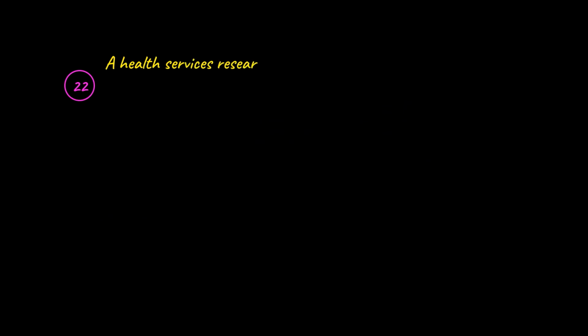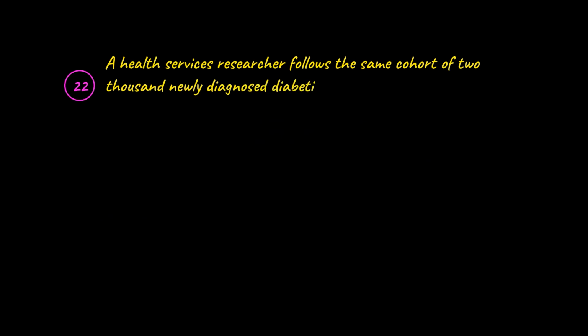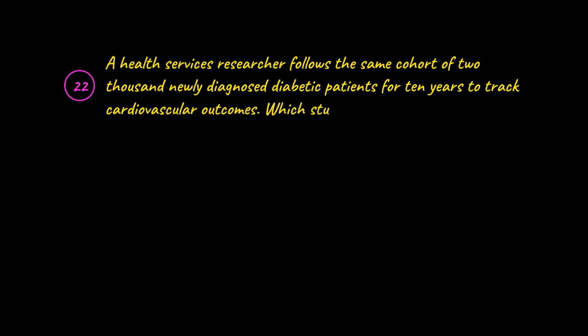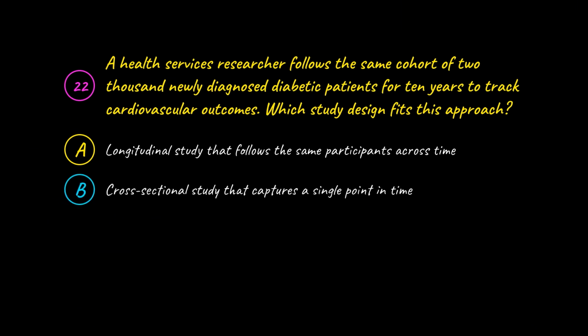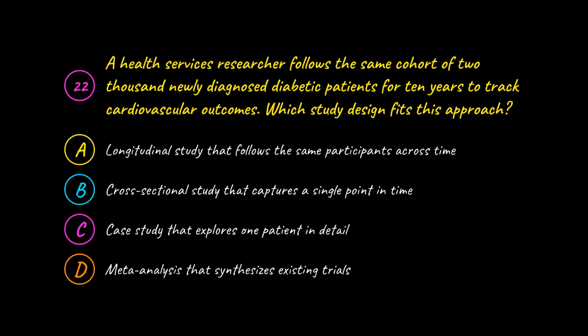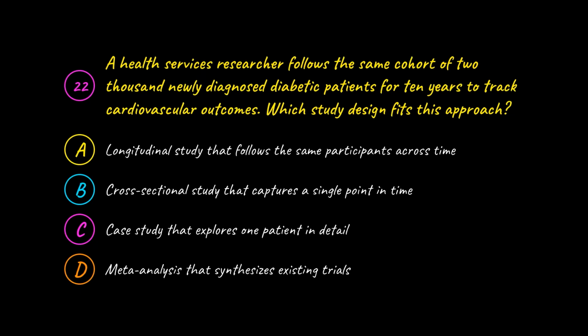Question 20. A health services researcher follows the same cohort of 2,000 newly diagnosed diabetic patients for 10 years to track cardiovascular outcomes. Which study design fits this approach? Your options are: A. Longitudinal study that follows the same participants across time. B. Cross-sectional study that captures a single point in time. C. Case study that explores one patient in detail. D. Meta-analysis that synthesizes existing trials. Which would you go with? Lock it in before the reveal.